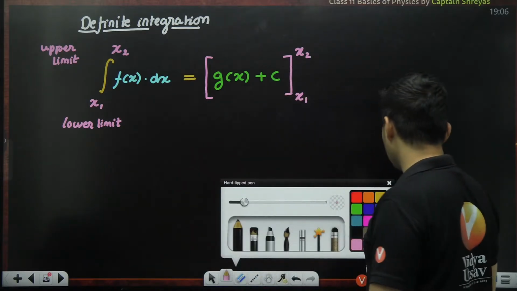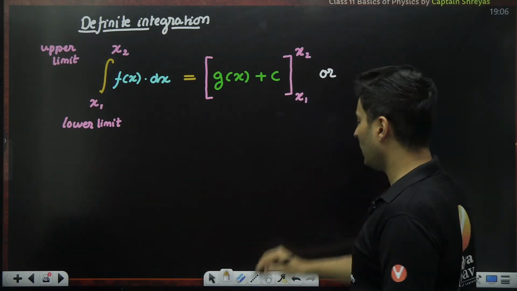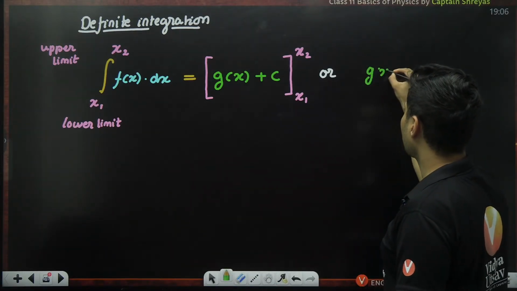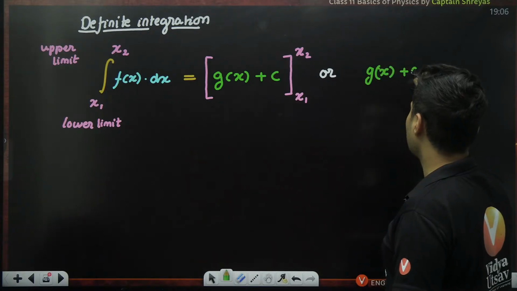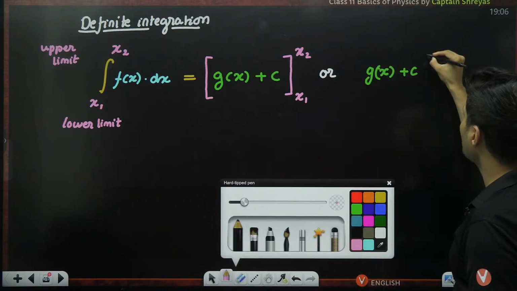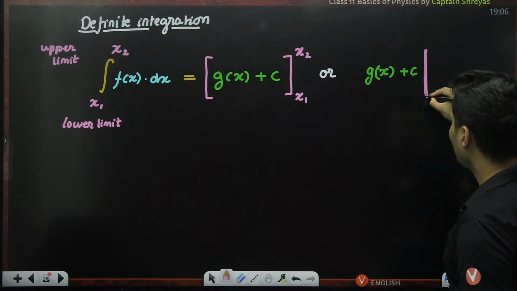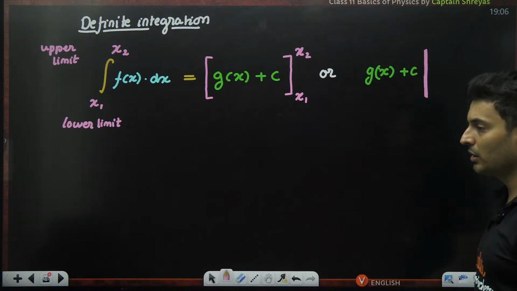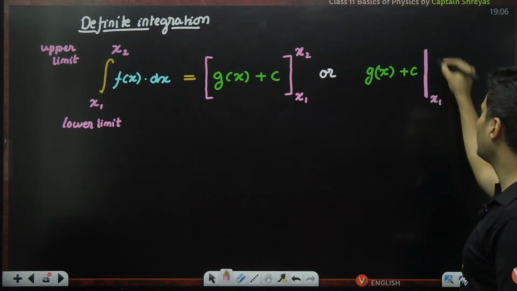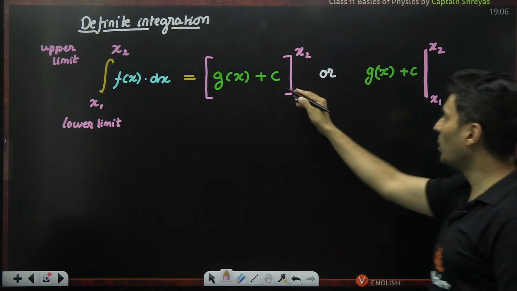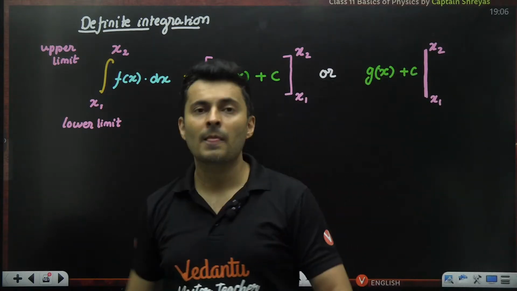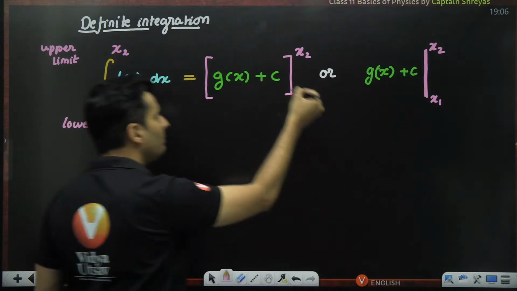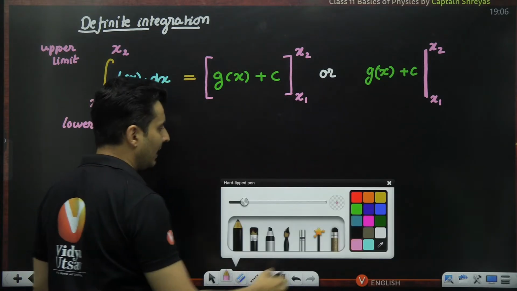This is one way of representing it, or the other way of representing it is sometimes like this: g of x plus c. And some books also use this big line. It should not look like a small line, or else you will confuse it for the numeric 1, and put x1 over here and x2 over here. Both are exactly the same meaning. What it means is, you put the value of x2 here and then put the value of x1 here and then subtract both of them.